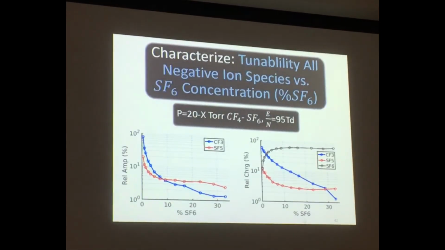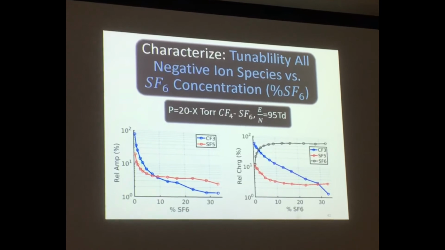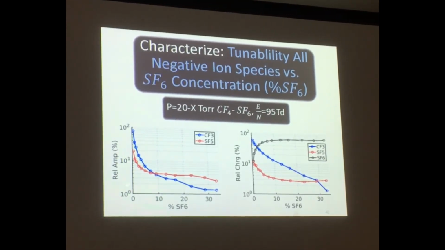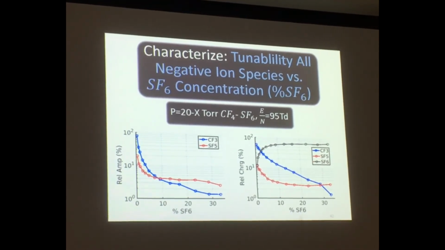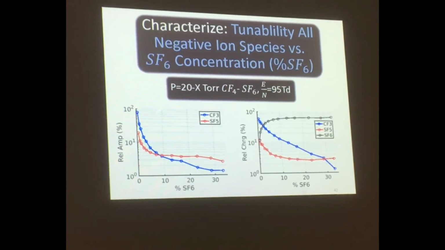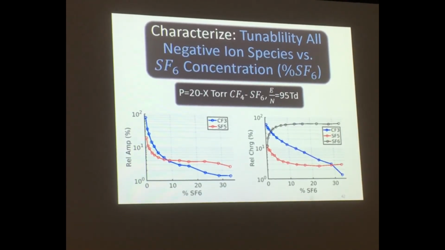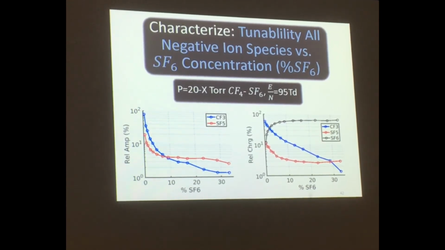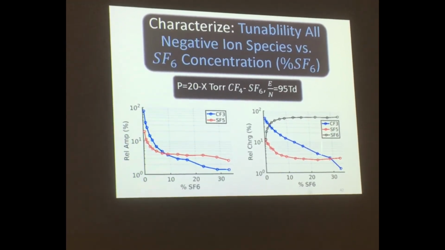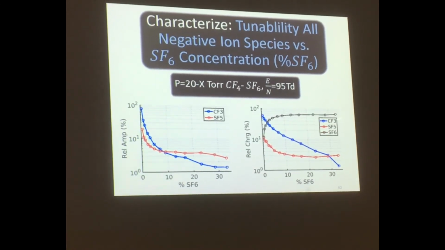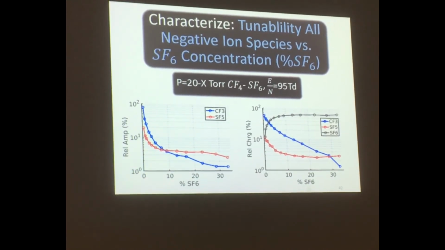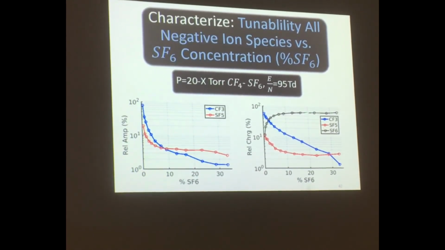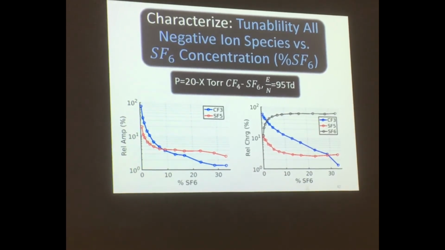Now I'm going to describe a bunch of measurements where I tried to characterize this new species. Here I show the relative amplitude of the species versus the concentration of SF6. I add more SF6 into my mixture, and as I do that, the amplitude of the CF3 minus, the new species, decreases, and similarly the relative charge of the CF3 peak also decreases as you add SF6 into the mixture. And then you see that the SF6 minus increases as you do that.